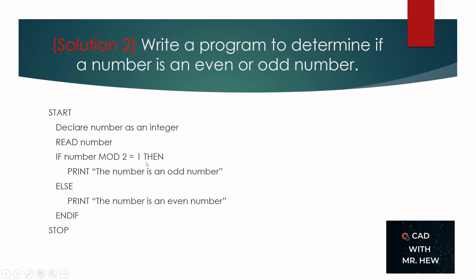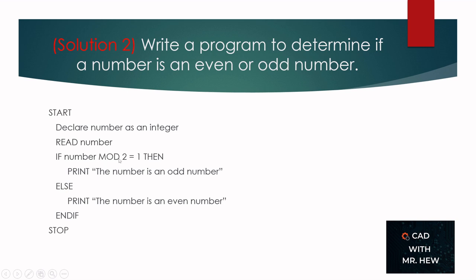All right, let us look at the second solution. And again, we'll be writing a program to determine if a number is an even number or an odd number. So here we have start. We declare our number as an integer. We read the variable number.